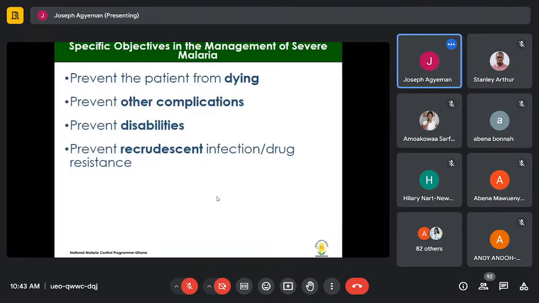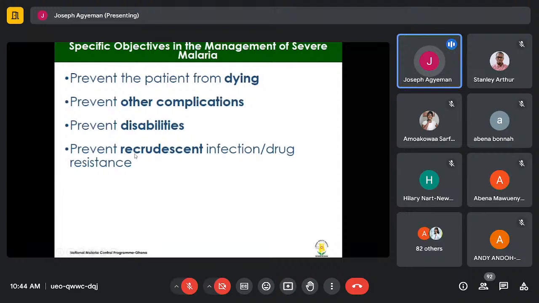So now, if you want to manage severe malaria, what are then our targets? Of course, this can kill the patient. We don't want anybody to die, so we want to prevent the patient from dying by managing complications. If there will be any disabilities, for example, CNS abnormalities or specific organ damage that can lead to disabilities, we don't want that to happen.